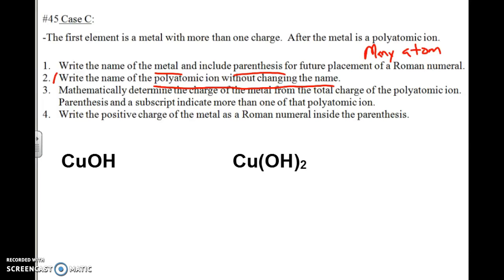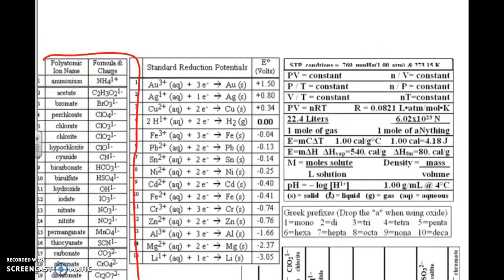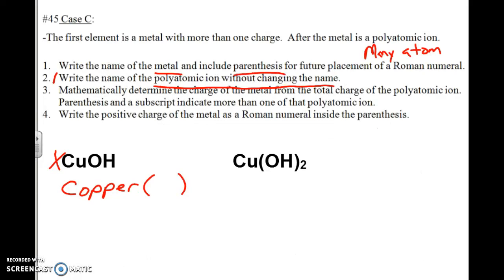So we're going to start with this problem right here, CuOH. The first thing we do is write down copper. Copper has 2 charges that it could have in its box on the periodic table, so we put a Roman numeral so we can figure that out in a little bit. Then we go to the back of your periodic table at those polyatomic ions. Number 11 right here is hydroxide, OH 1 minus. So we write hydroxide.